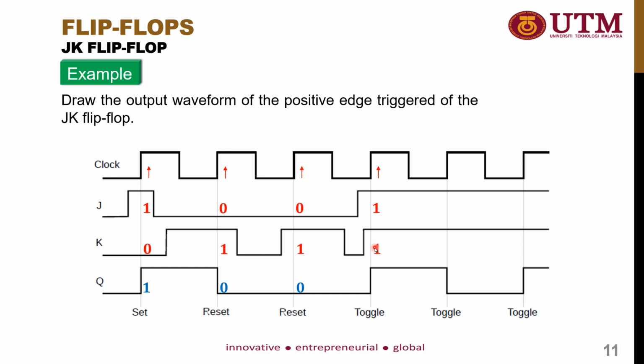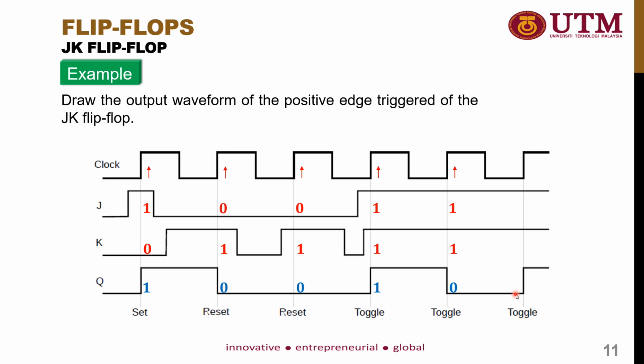In order for us to decide what the next value is, we see the previous value of the output. The previous value of the output is 0, so when it is toggled, it will become 1. And then it will be retained until it reaches the next rising edge. At the next rising edge, J is equal to 1 and K is also equal to 1, so the output will toggle again. We observe the previous output, which right now is 1, so the output will toggle to 0.